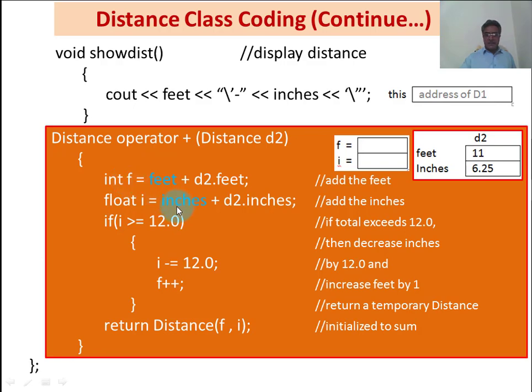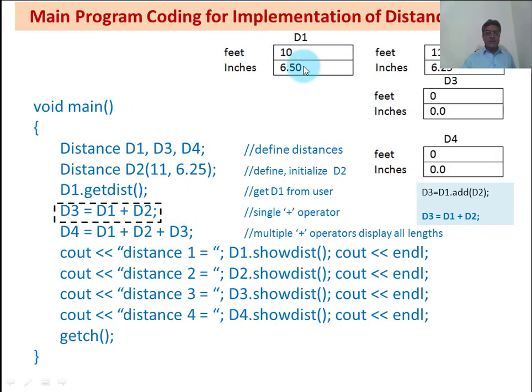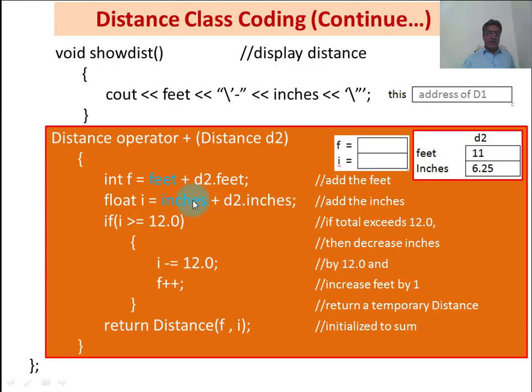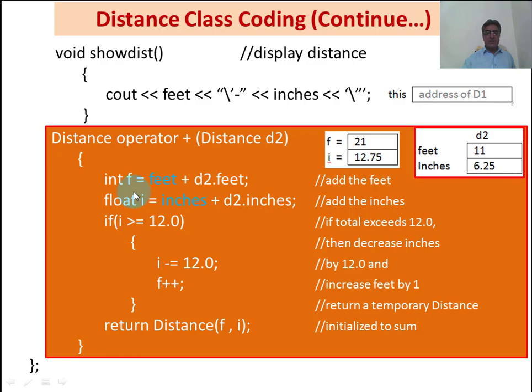And similarly the inches of D1 are 6.5. This pointer will jump to D1 and will get the value from inches, that is 6.5. So 6.5 is here and 6.25 is here. It will become 12.75, and 12.75 will be stored in I. F will store 21 and I will store 12.75. This will be the status of F and I. F contains 21 and I contains 12.75.